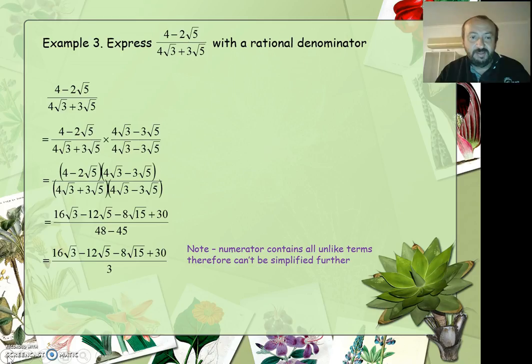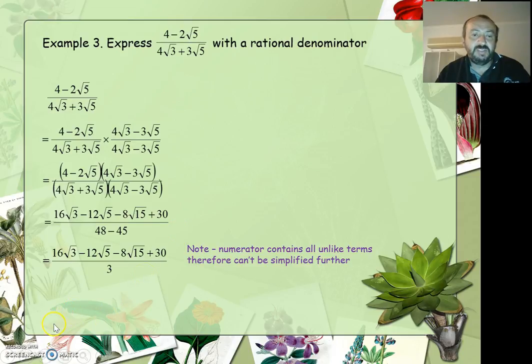Sorry, I might have gone too far there. We'll just go back. Oh, that's as far as we get, yeah. The numerator contains all unlike terms, therefore can't be simplified further. Okay, but that was the point. We want to rationalise this. We multiply it by, we hit it with a conjugate. There's that conjugate pair, and of course we multiply the numerator and the denominator by this. It's equivalent to multiplying it by 1, so it doesn't change its value, it just transforms it into something with a rational or non-surd denominator.